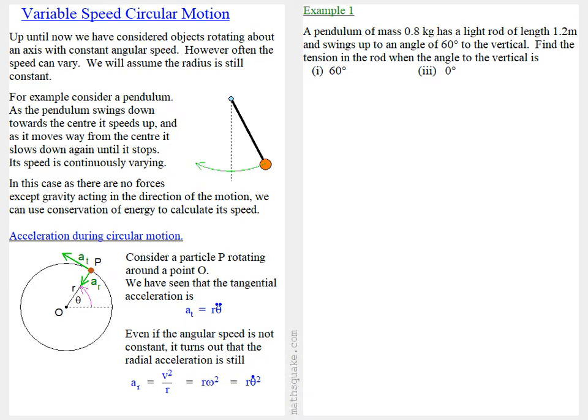Let's look at an example. Example 1. A pendulum of mass 0.8 kilograms has a light rod of length 1.2 meters and swings up to an angle of 60 degrees to the vertical.